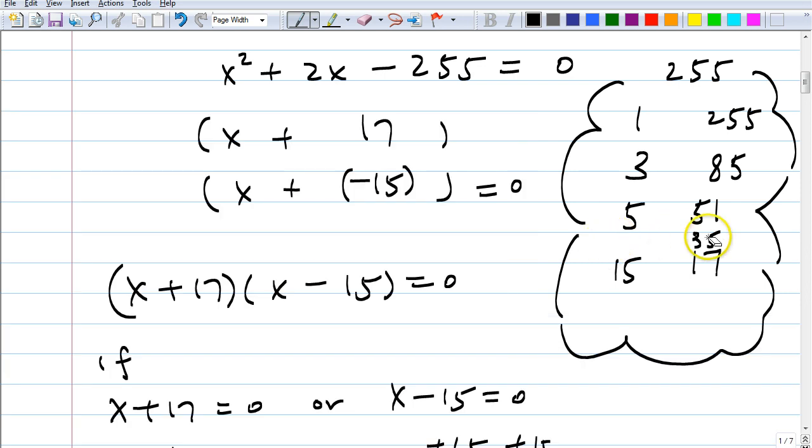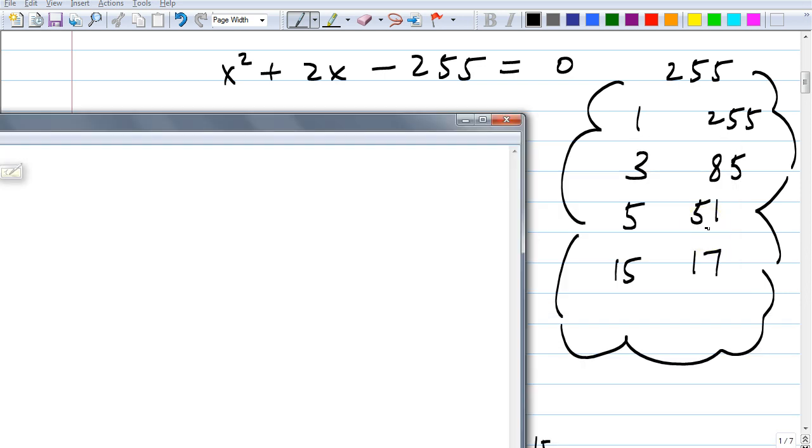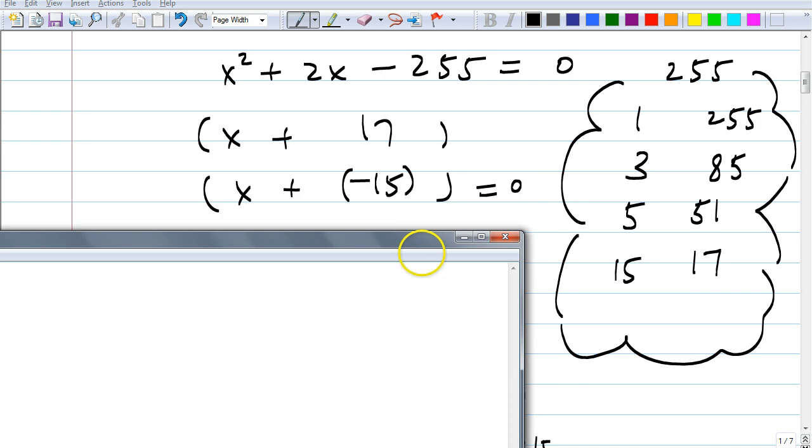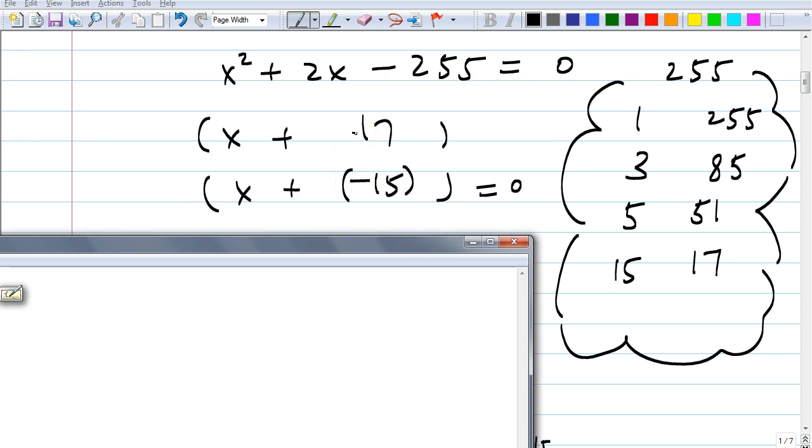So I got 15 and 17, because 8 doesn't go in. Which of these work? 15 and 17. I'm looking for the difference of these two numbers to be 2. So who could tell me how this factors? Victor? It's x plus 17 times x minus 15 equals 0. That's correct. You want the 17 to be positive, so you get a difference of positive 2, not negative 2. Does this make sense?